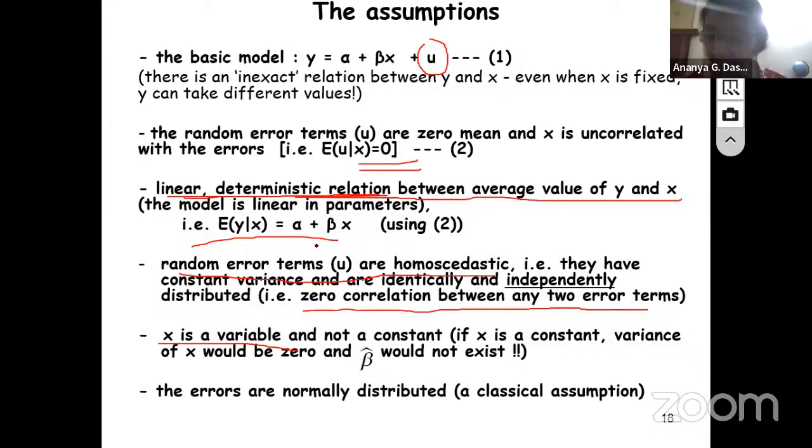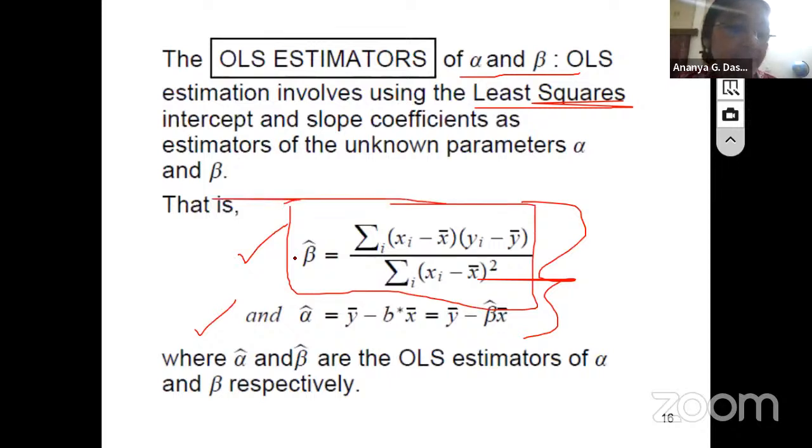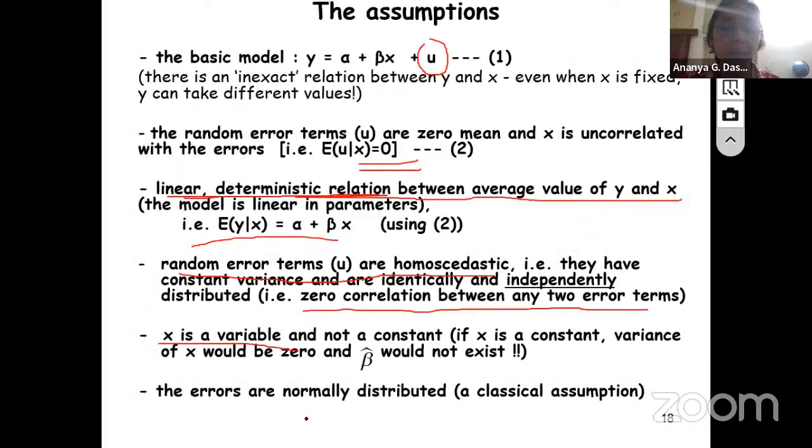Now, here, please note why that is so crucial. Here, this is how I estimate the slope coefficient, right? Now, if x was a constant, then its variance would go to 0. The denominator of this term would become 0. And if the denominator became 0, then obviously, there is no beta hat, right? So therefore, it is very, very important that my x variable should not be a constant. It must be a variable, because otherwise beta hat would not exist.